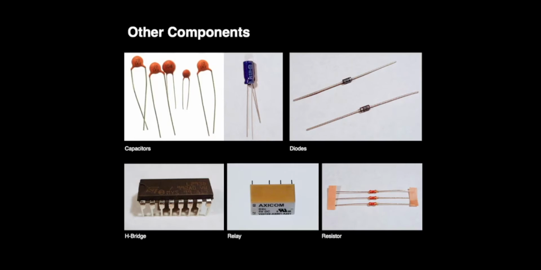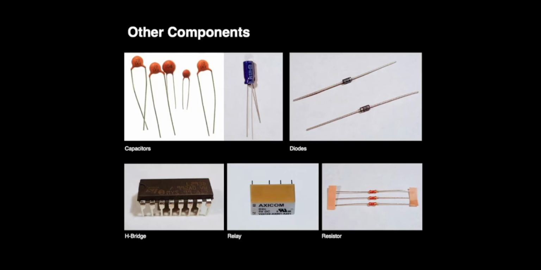And then we have some other components that you might be working with this semester. Capacitors are similar to batteries. They can hold a charge for just a short period of time and then expel it. Diodes are mainly used to make sure that the current is flowing in just one direction. LEDs, or the little lights, are technically diodes as well. Then there's H bridges, which are a little bit more complex. There's relay switches, which allow you to control AC power from your little Arduino.